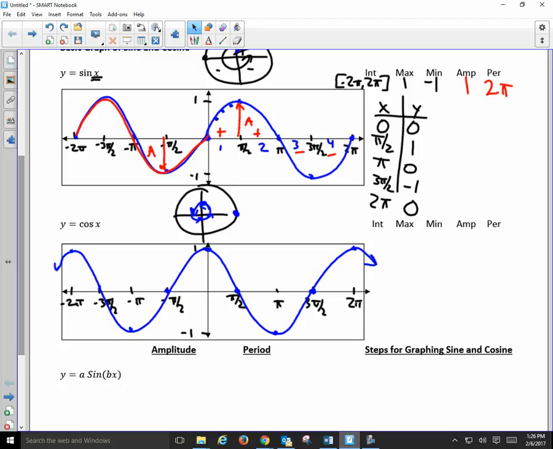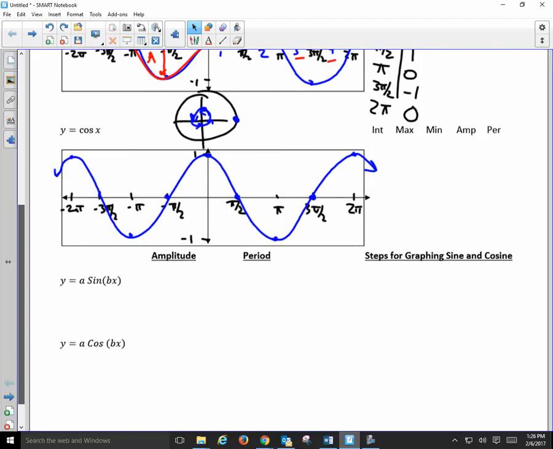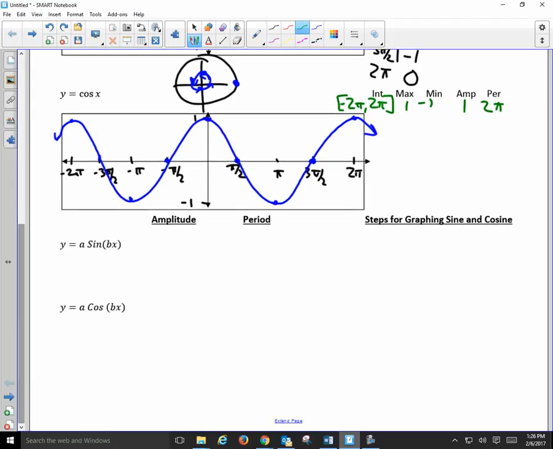So that is your goal today. Again, over the interval from negative 2 pi to 2 pi, it has a maximum value of 1, a minimum value of negative 1, an amplitude of 1, and a period of every 2 pi. Those are the parent graphs for sine and cosine. Today, we would like to change the amplitude and the period and see how that changes the graph. Tomorrow, we'll be changing the horizontal and the vertical shifts of the graph as well.